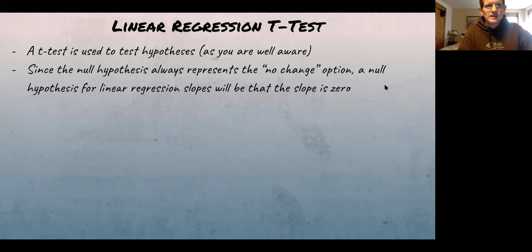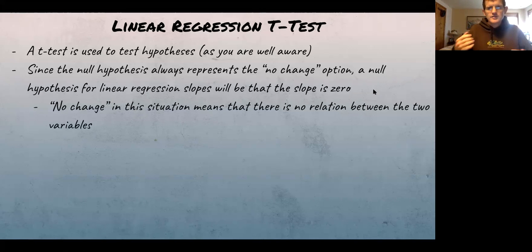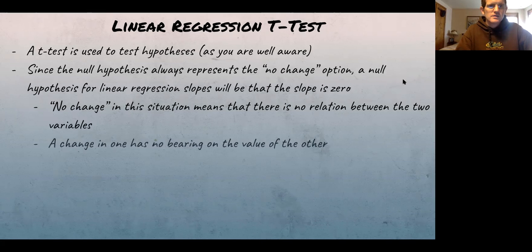So in regression, the no change option is that the slope is 0. And what that means is that there is no relation between the two variables. So you have no association between them. If you have these two quantitative variables, the null hypothesis is that there's zero slope and no association, and a change in one has no bearing on the value of the other.